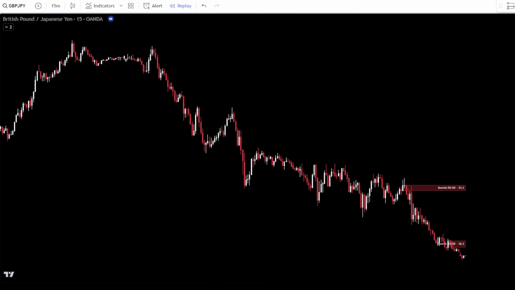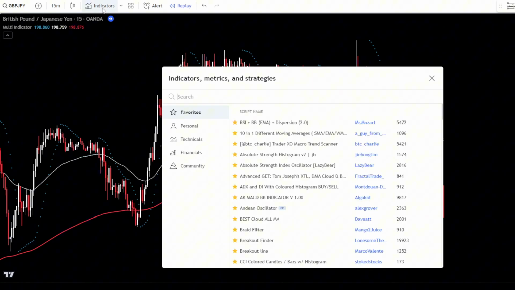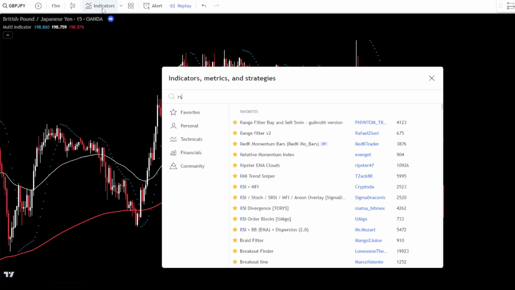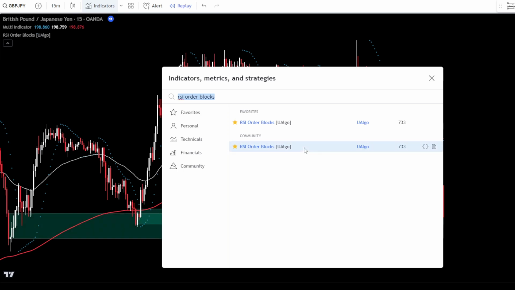Let's get started. Now, add the second indicator that will be used in this scalping strategy. Go to the Indicator Search tab and type RSI order blocks. Then, select the RSI order blocks indicator by UAlgo.